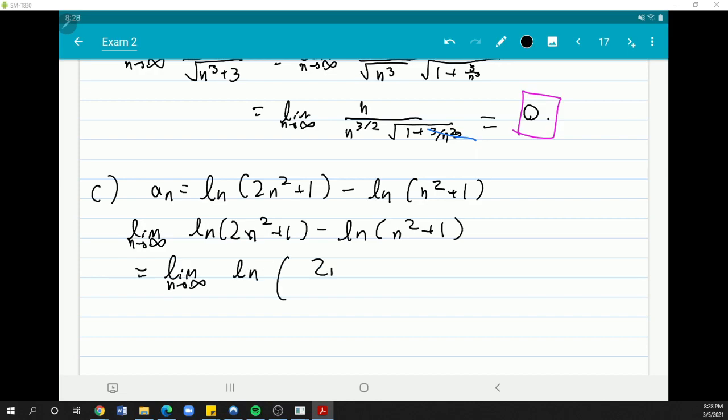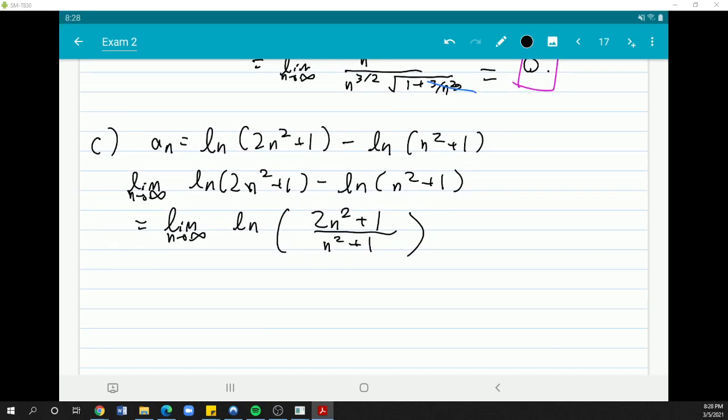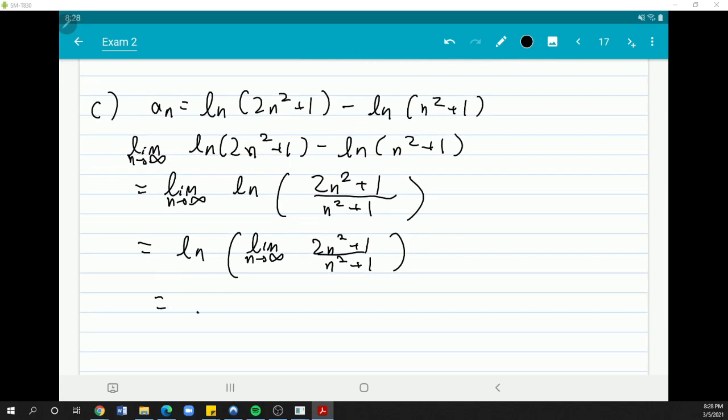Natural log of 2n squared plus 1 divided by n squared plus 1. This is using the log rules: log of a minus log of b is log of a over b. And now we've talked about log as a continuous function, so I can put the limit inside. So let's do that. As this goes to infinity, the inside is going to go to 2, so this is natural log of 2.